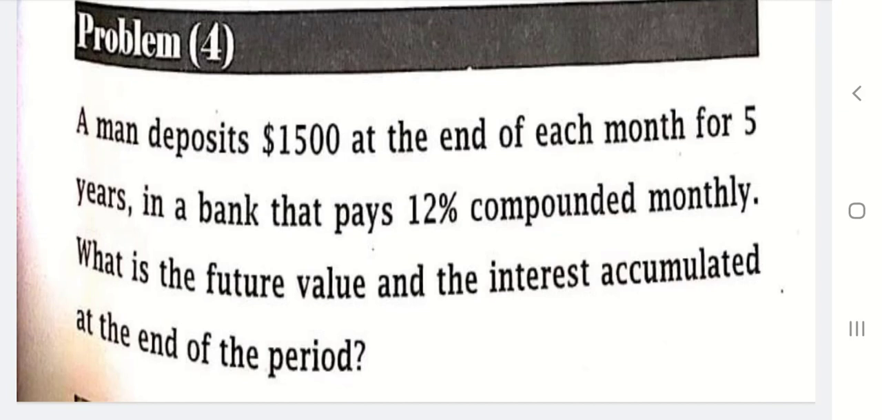Another problem. A man deposits $1,500 at the end of each month for 5 years in a bank that pays 12% compounded monthly. What's the future value and the interest accumulated at the end of the period? R will be equal 1,500. It is an ordinary annuity because it is at the end of each month, so in 5 years there are 60 annuities. In a bank that pays 12% compounded monthly, so J equal 12, M equal 12, so I will be equal 1%.